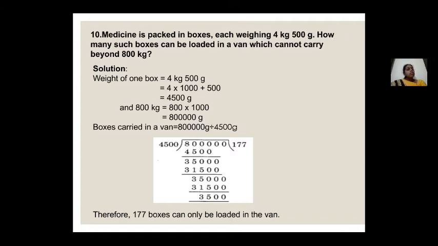See, the quotient is 177. Only 177 boxes can be loaded in the van. Only 177 boxes can be kept in that van. Beyond that, 178, one more box also you cannot keep in that van, because its weight limit is only 800 kg. For that 800 kg, only 177 boxes are possible.